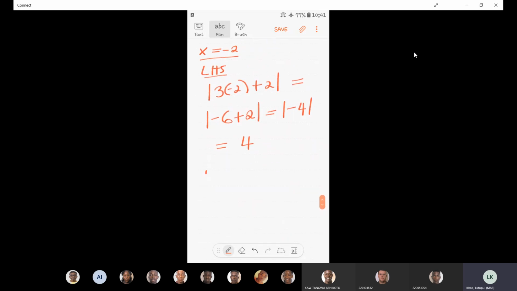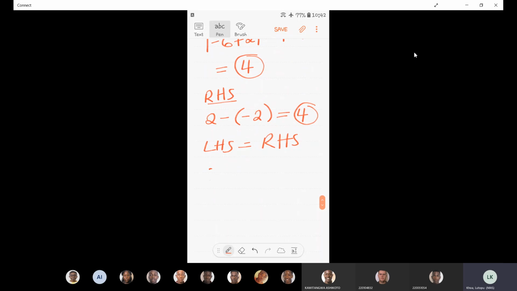And then on the right hand side, I have 2 minus the value of x. X is minus 2. So I have 2 minus negative 2. This is just equal to 4. So my left hand side and my right hand side are equal. Then I can conclude. Therefore, x, which is minus 2, is indeed a solution.